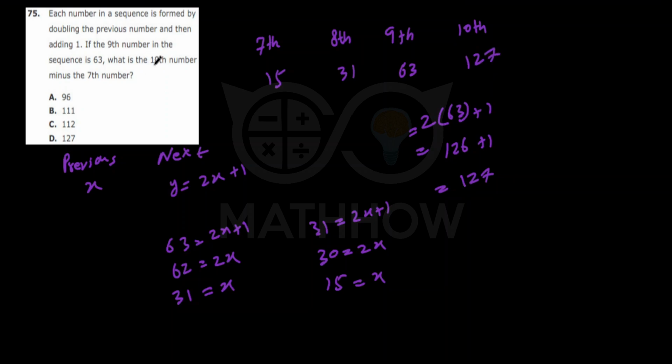The question is asking what is the 10th number minus the 7th number. So the 10th number is 127. 127 minus the 7th number, that is 15. The answer will be 112. The correct answer is option C.